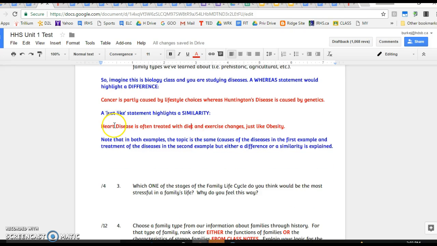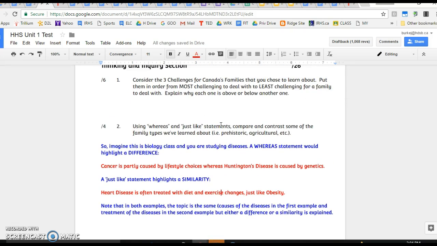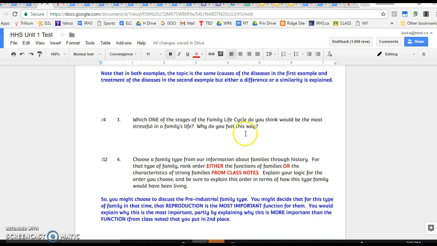Notice that I'm using two different diseases now. Obviously, these are out of context for our course, but you could use the same ideas and do a just like statement. So heart disease is often treated with diet and exercise changes, just like obesity. So this is a similarity. There's a statement, there's a statement. So that's 1, 2. You're going to do 4 of those based on information from our notes. The family types we've learned about: agriculture, prehistoric, so looking at those notes.